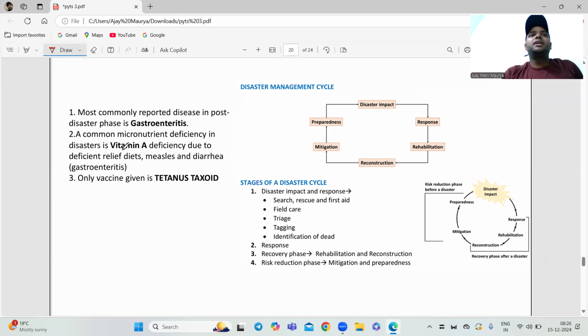So guys, the most commonly reported disease in the post discharge is gastroenteritis. Micronutrient deficiency is vitamin A. Okay, now the only vaccine given is the tetanus.